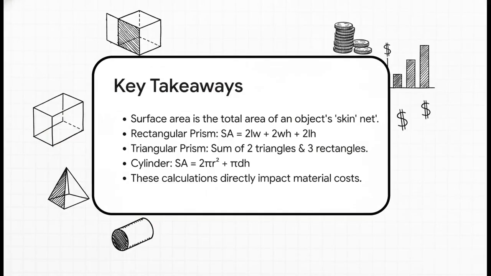All right, let's do a super quick recap of the essentials. 1. Surface area is just the total skin of an object. 2. We've got our tools for the big 3 shapes, the rectangular prism, the triangular prism, and the cylinder. And 3, and this is the most important part, this isn't just abstract math. These calculations have a huge impact on real-world costs for pretty much everything we buy.